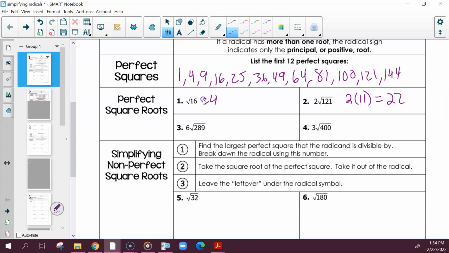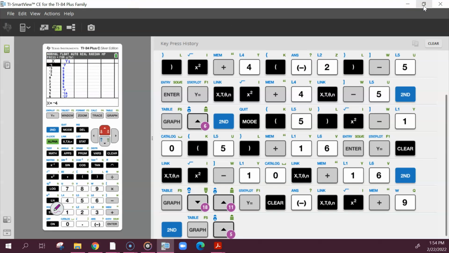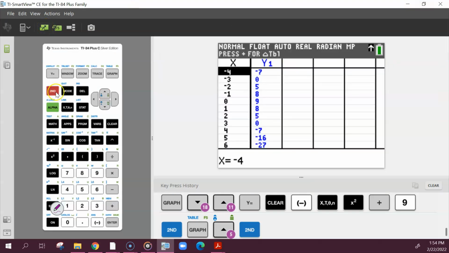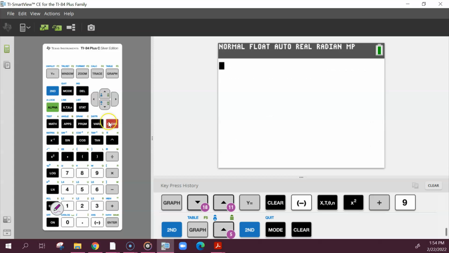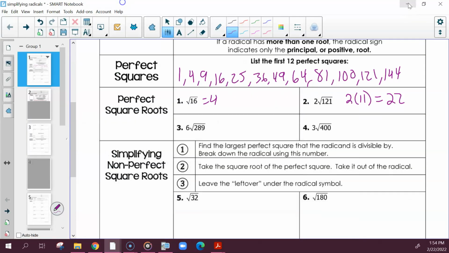We do the same thing for 3. Now, 289 is not one of our perfect squares that we have listed, but because it's in this section, it is a perfect square. If you're not sure what that is, you can go to your calculator. Go to your main screen. Type in the square root of 289 and press enter. So 17. So we know now that this is 6 times 17, and we can multiply that together to figure out what that is, which is 102.